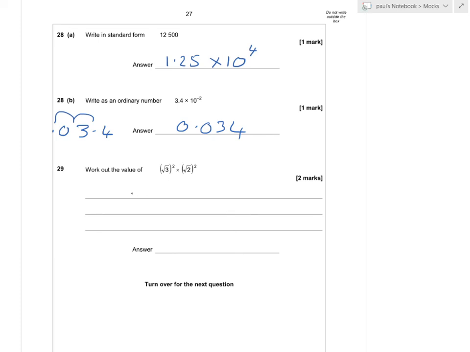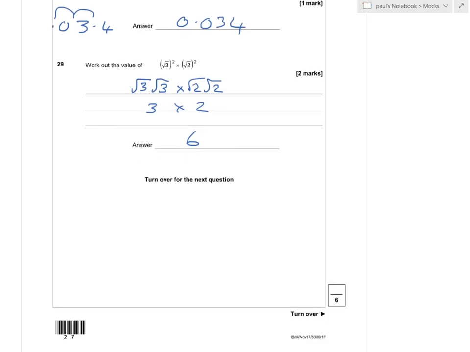Work out the value of this. So let's do square root of 3 squared, times the square root of 2 and the square root of 2. So that's 3 and that's 2, and that will be 6. Got any more? Turn over, more questions. Goodness me.